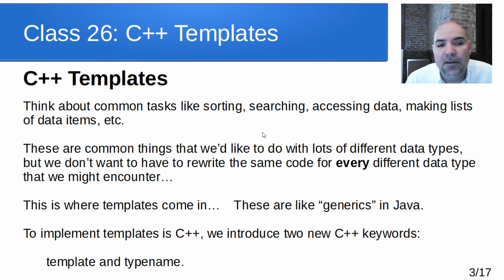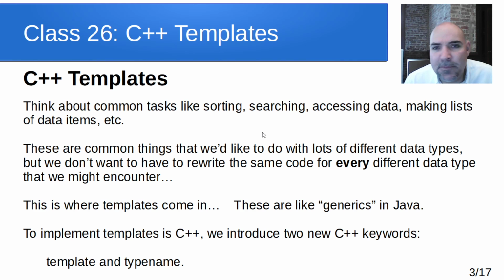So templates, think about common tasks like you want to sort things or search things or store data, make lists of data items, access those items in that list. Those are common things that we want to do, and that's the kind of thing we want to do with a lot of different types of data. Lists of bullets, lists of asteroids, lists of inventory items, lists of weapons that are available in the game, lists of players that are currently connected. So notice there's a whole lot of cases we want to do that, or sorting things, sorting student records, sorting the books in a library system, all kinds of cases where you'd want to sort things and put them in order.